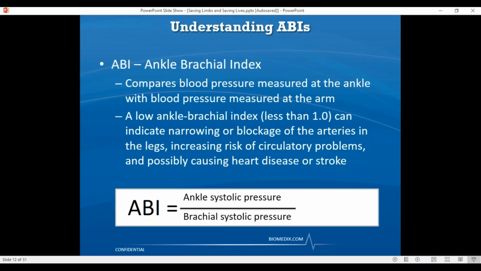The ankle brachial index is determined by dividing the ankle systolic pressure by the arm systolic pressure. The normal ABI range is 1.0 to 1.4. An ABI of less than 1.0 can indicate narrowing or blockage of the arteries in the legs, increasing the risk of circulatory problems, and possibly causing heart disease or stroke.